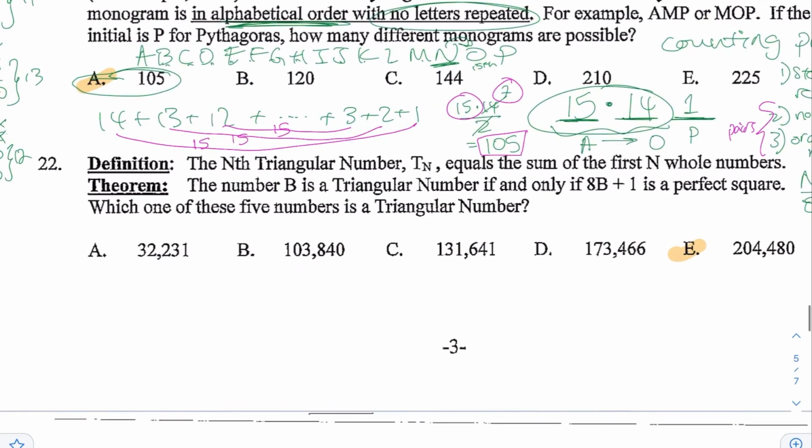Next, for number 22, here I have a definition. The nth triangular number, Tn, is equal to the sum of the first n whole numbers. So the theorem states that the number b is a triangular number if and only if 8b plus 1 is a perfect square. Which one of these 5 numbers is a triangular number? So here, you want to use the theorem. You want something to be a triangular number only if 8b plus 1 is a perfect square. So that means you have to take all these numbers, multiply it by 8, and add 1, and that needs to be a perfect square.